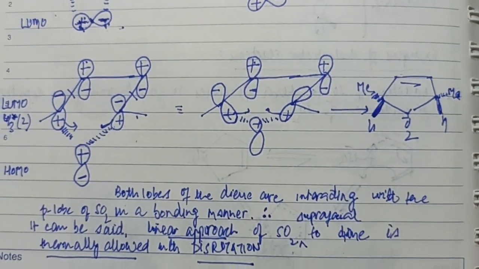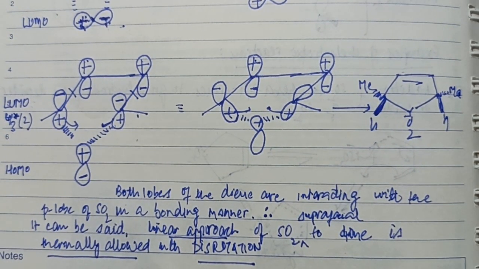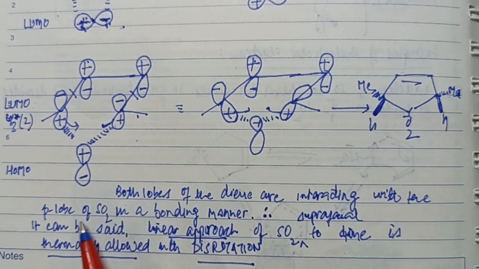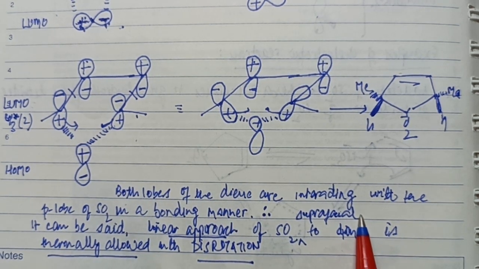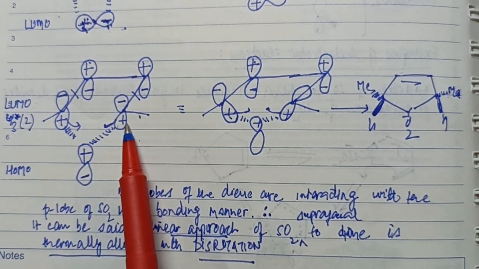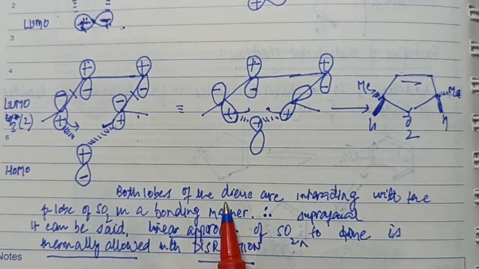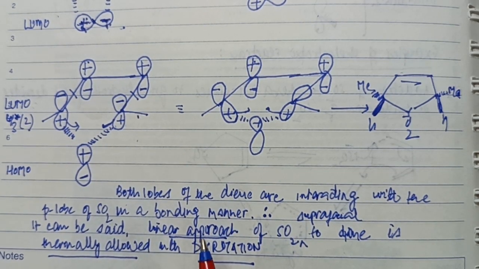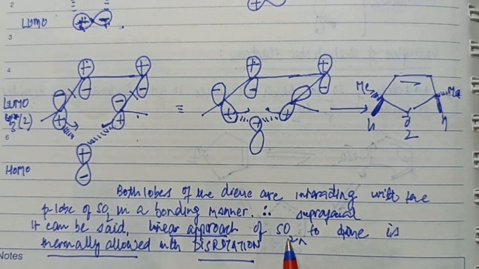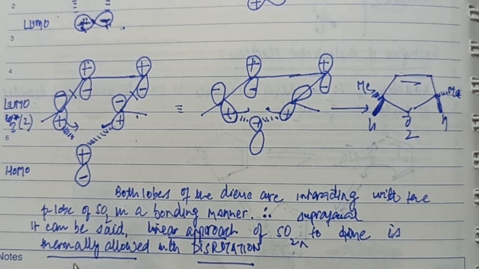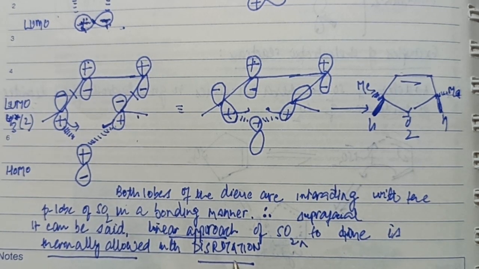Therefore, I can sum up this linear approach for thermal conditions: both lobes of the diene are interacting with the p lobe of the sulfur dioxide in a bonding manner that is suprafacial. Both the terminal lobes of the diene are adding in a suprafacial manner with sulfur dioxide in order to achieve the bonding interaction. It can be said that linear approach of sulfur dioxide, suprafacial to the diene under thermal condition, is allowed with this rotation.